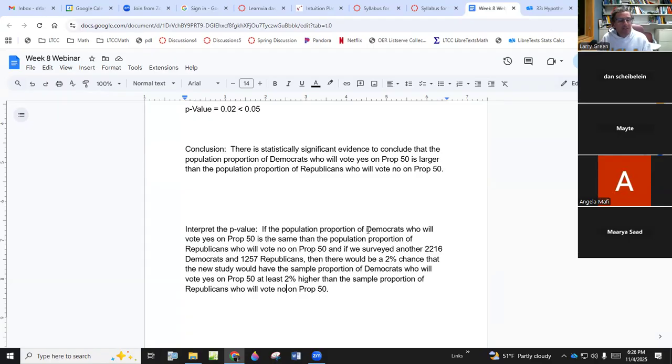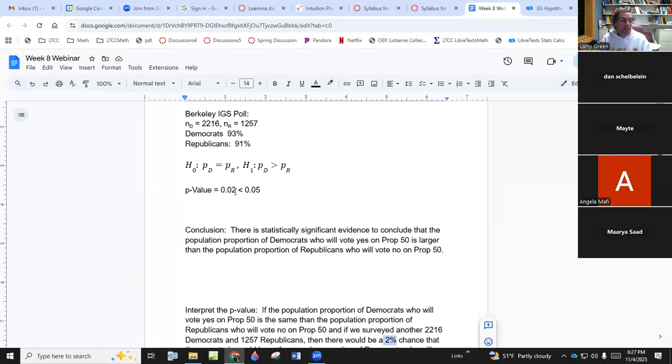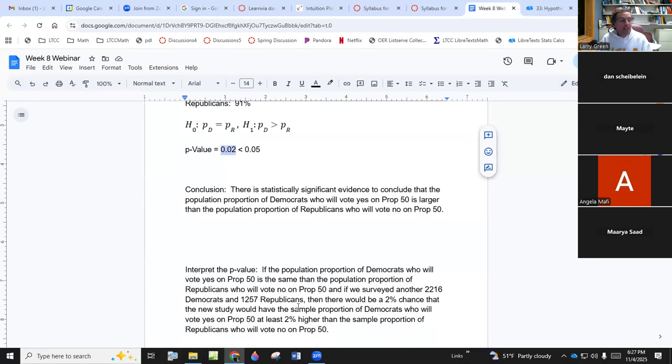If the population proportion of Democrats who will vote yes on 50 is the same as the population proportion of Republicans who will vote no on 50, and if we surveyed another 2,216 Democrats and 1,257 Republicans, then there'd be a 2% chance, that's our p-value, p was 0.02. So there'd be a 2% chance that the new study would have the same sample proportion of Democrats who will vote yes on Prop 50 at least 2% higher than the sample proportion of Republicans who will vote no on 50.